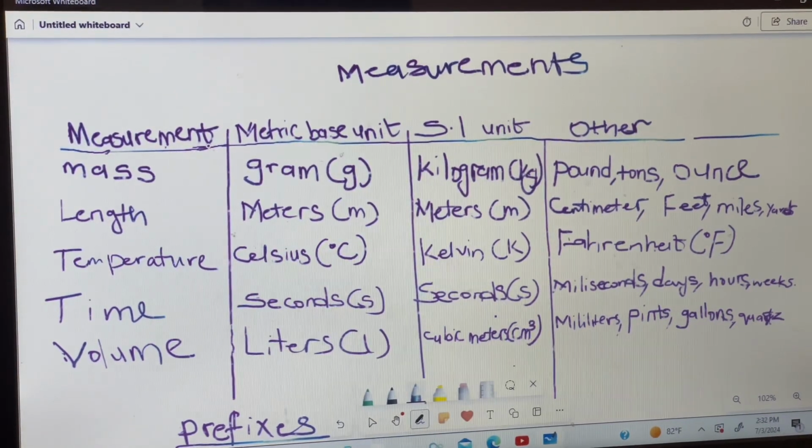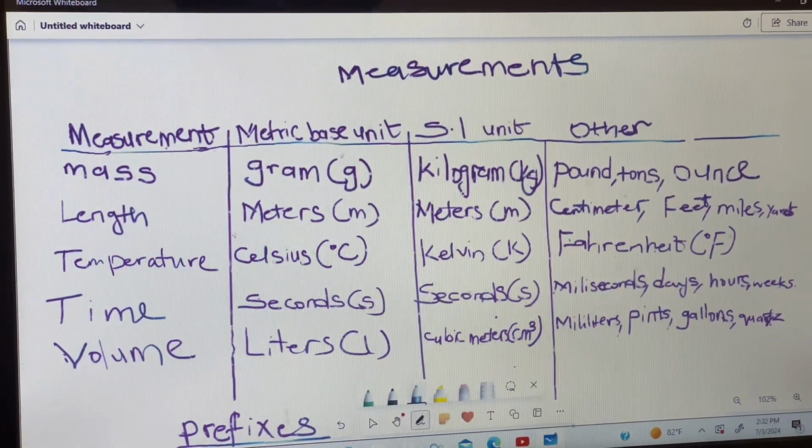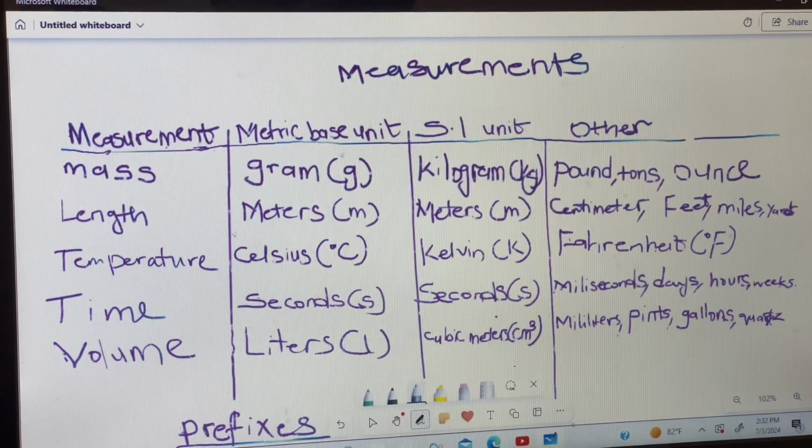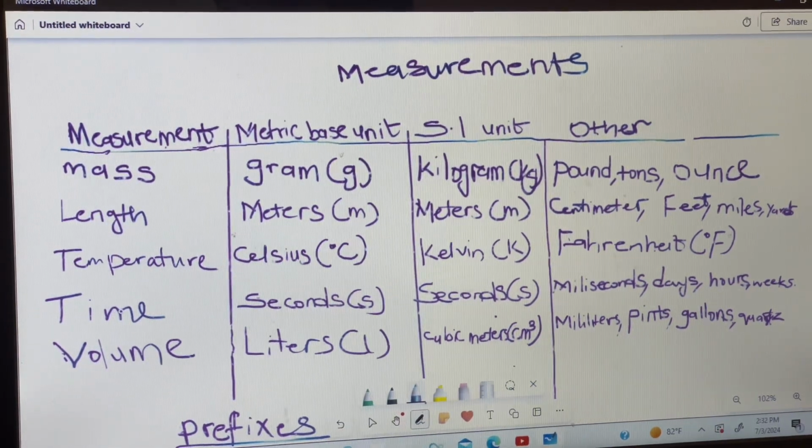In today's lesson, we're going to discuss the measurements. The important measurements we have are the mass, length, temperature, time, and volume. Here we have the metric base unit, that's the one we use in the United States, and the SI unit is the one that is used in Europe and some African countries. And we have the other ones that we use.